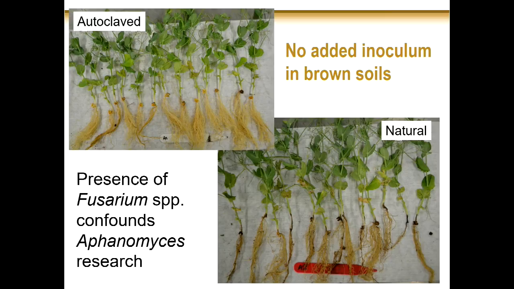So here in our autoclaved soils from the brown soil zone, you can see this is our control, so there's no inoculum added. Very nice, healthy, white roots. We've killed everything in that soil. We have nothing to cause disease. Here is natural soil without any added Aphanomyces inoculum, and you can see that we're getting that Fusarium presence already. So you have some Fusarium already present in the soil, you add Aphanomyces, and disease gets significantly worse.